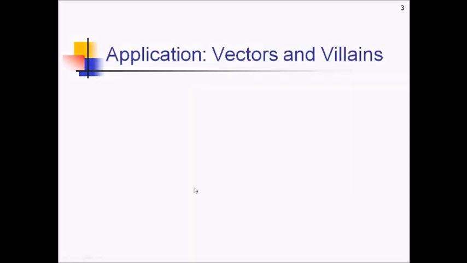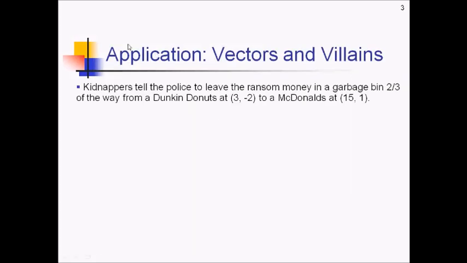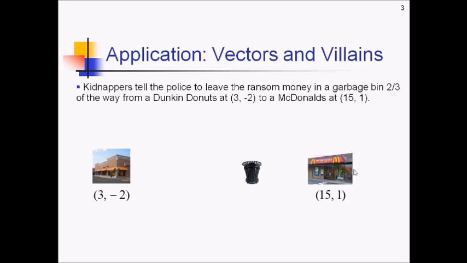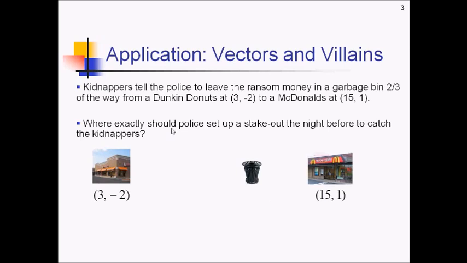Let's dive right into a real-life problem. Let's say we have some kidnappers in the XY city telling police to leave the ransom money in a garbage bin that is 2/3 of the way from a Dunkin' Donuts at 3, -2 to a McDonald's at 15, 1. Where exactly should we set up a stakeout the night before to catch these kidnappers? Where is this garbage can?